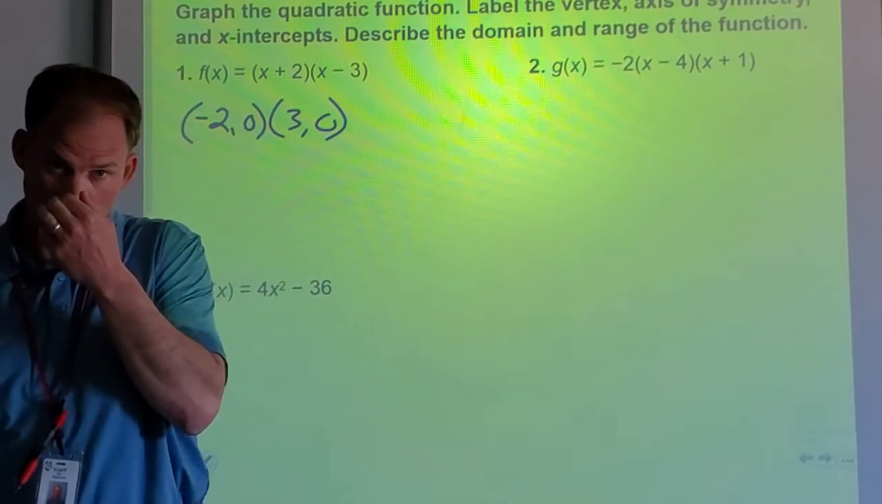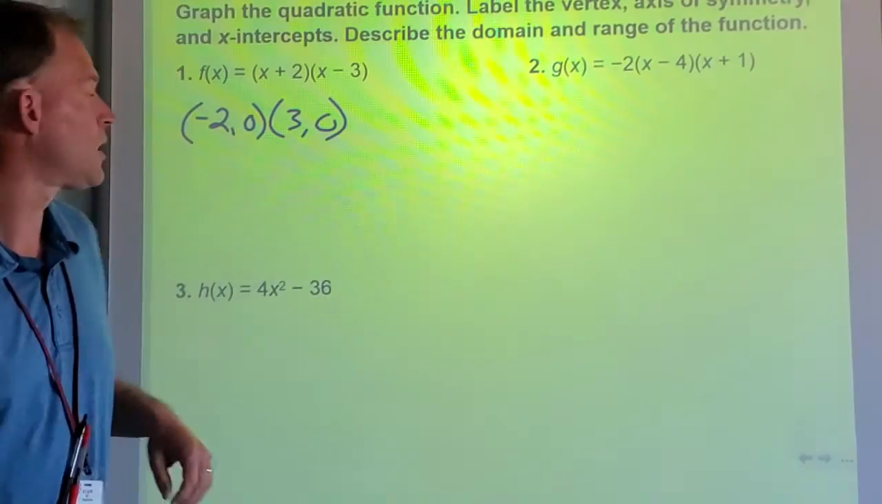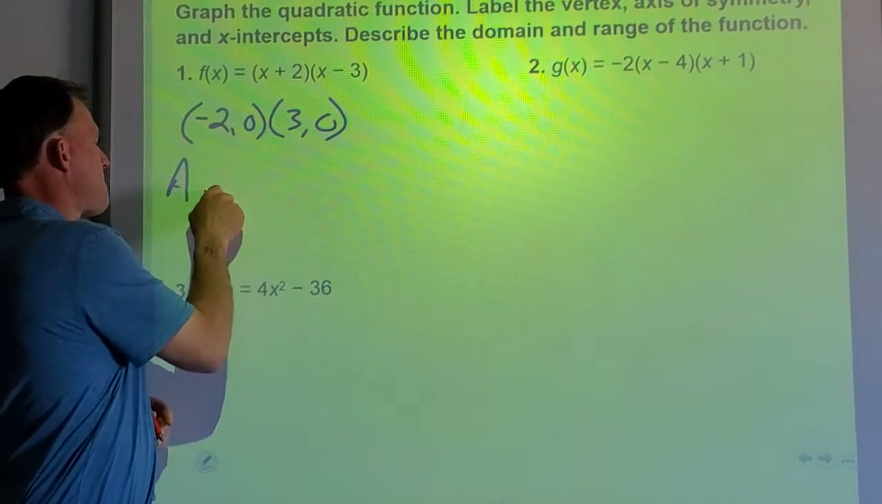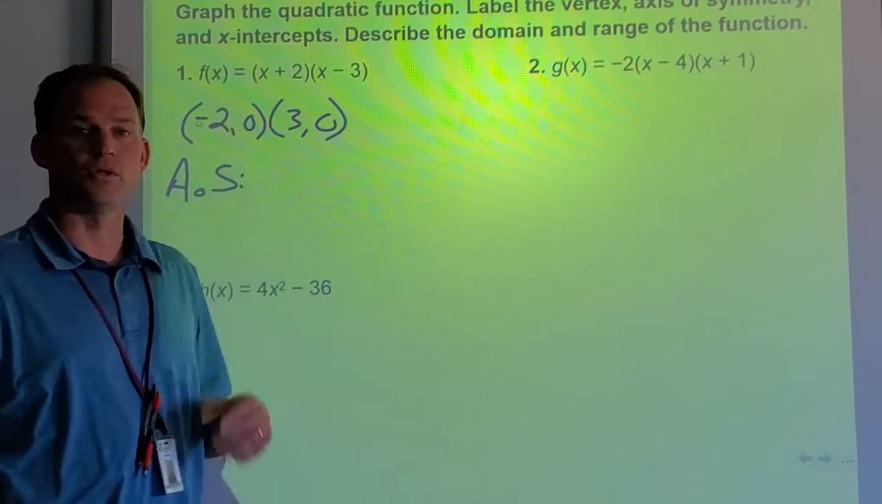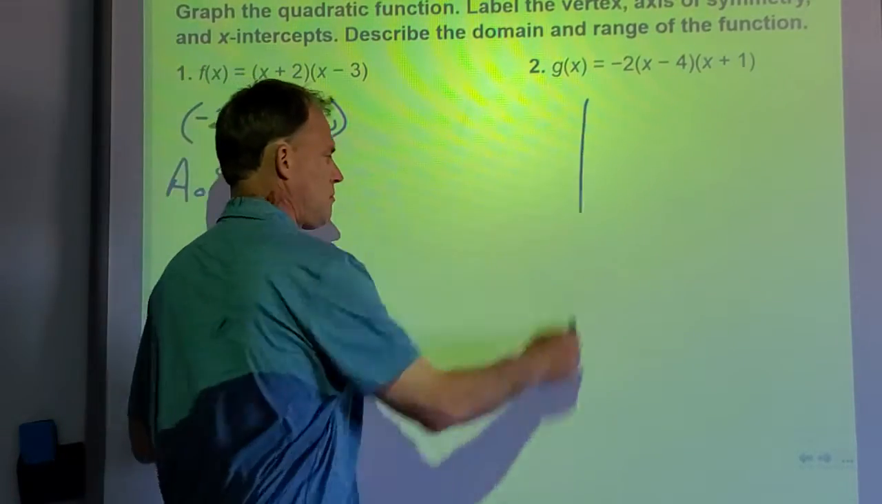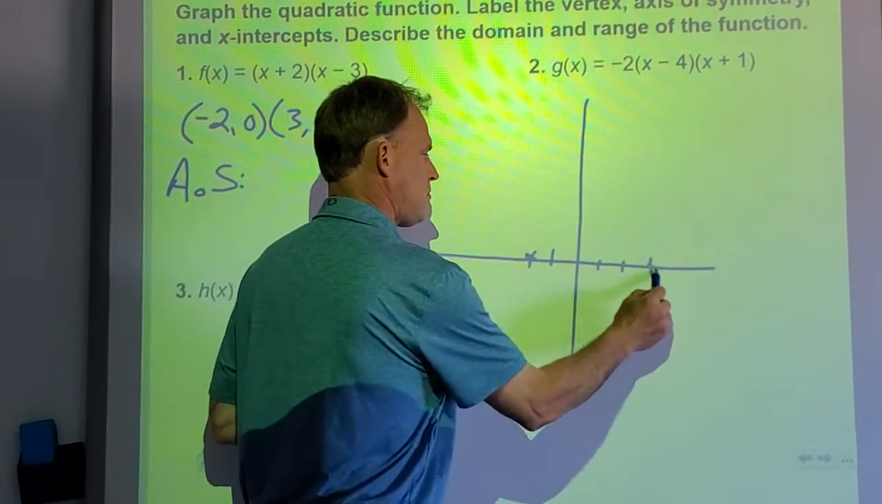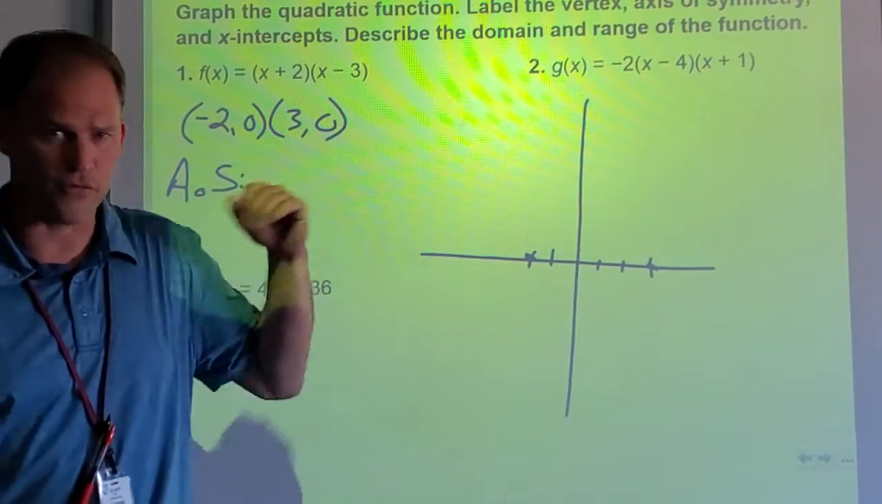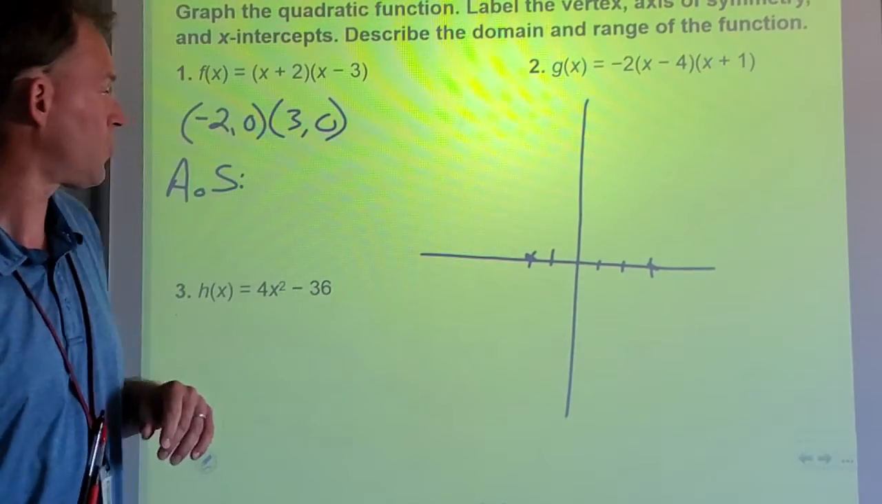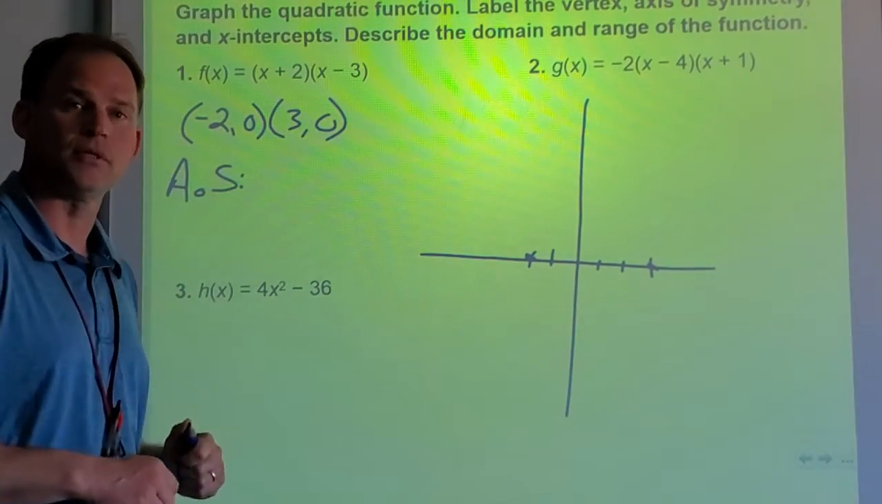So there they are: (-2, 0) and (3, 0). From here, my axis of symmetry. Now I could graph this. I don't have to graph it, I'm just graphing it for you to get a visualization of what's going on. What is my axis of symmetry?